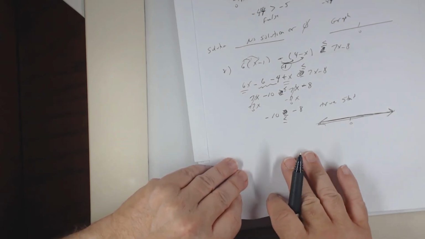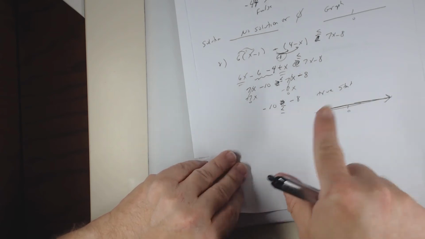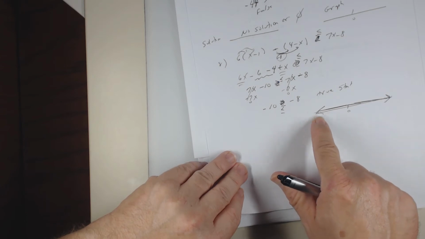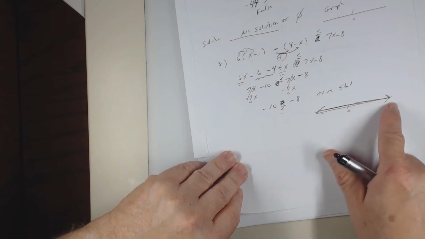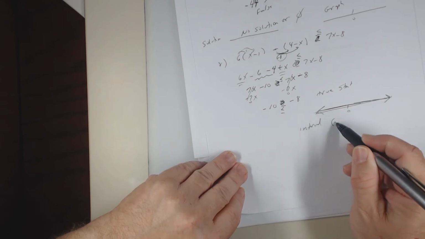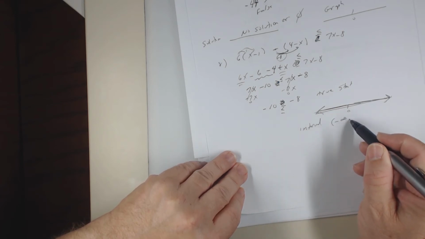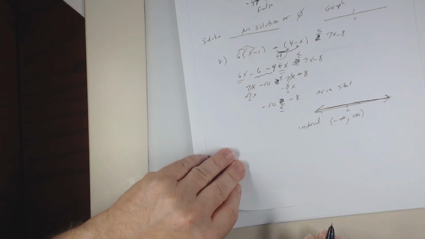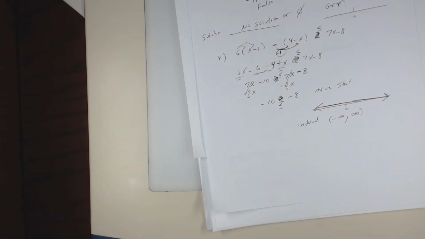Every number works. Now, interval notation should be a little bit easier now because remember, we go from left to right. What's this pointing to? Negative infinity. What's this pointing to? So what's your interval notation? Negative infinity, comma, infinity with a parentheses. All right, so that should answer your question.